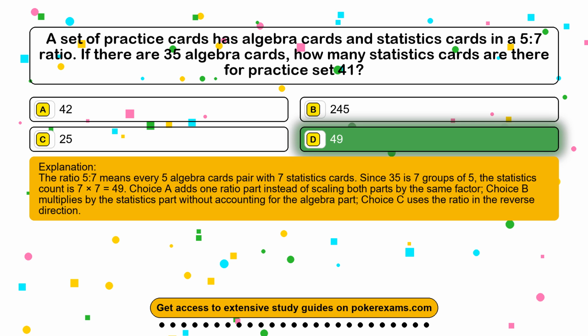The ratio 5:7 means every 5 algebra cards pair with 7 statistics cards. Since 35 is 7 groups of 5, the statistics count is 7 times 7 equals 49. Choice A adds one ratio part instead of scaling both parts by the same factor. Choice B multiplies by the statistics part without accounting for the algebra part. Choice C uses the ratio in the reverse direction.